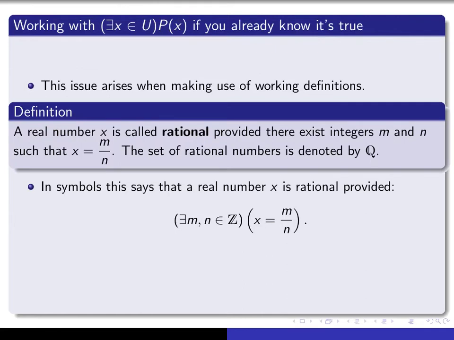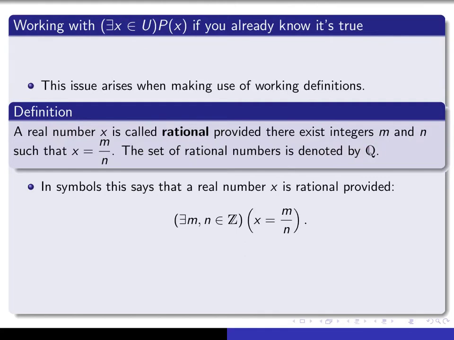This is the working definition of rational number. A real number x is called rational, provided there exist integers m and n such that x is equal to m over n. So that's your working definition. The set of rational numbers is denoted by the letter Q. You'll notice the extra little line on the Q.